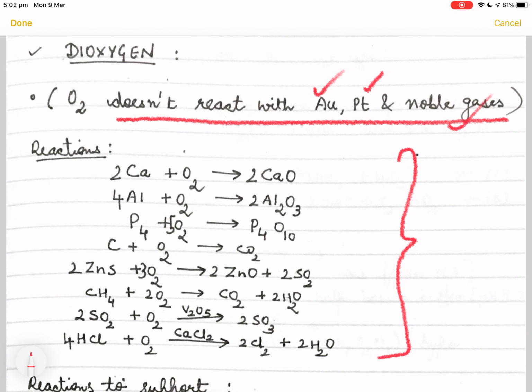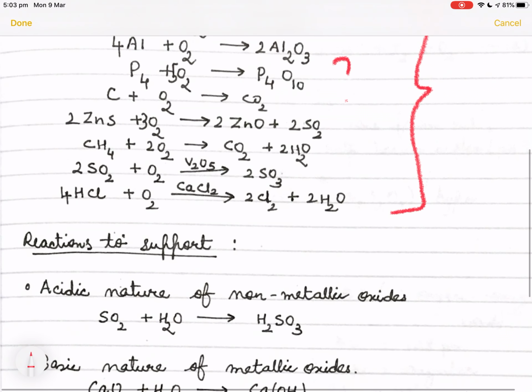Strictly speaking, a lot of questions will be asked to complete the reactions. They will give you the reactants and put a question mark on the product side, and you need to fill in. These reactions are not difficult, just go through them. You have been learning, it's a simple oxidation reaction. All the elements are getting converted to their oxides. Okay, so we'll go ahead.